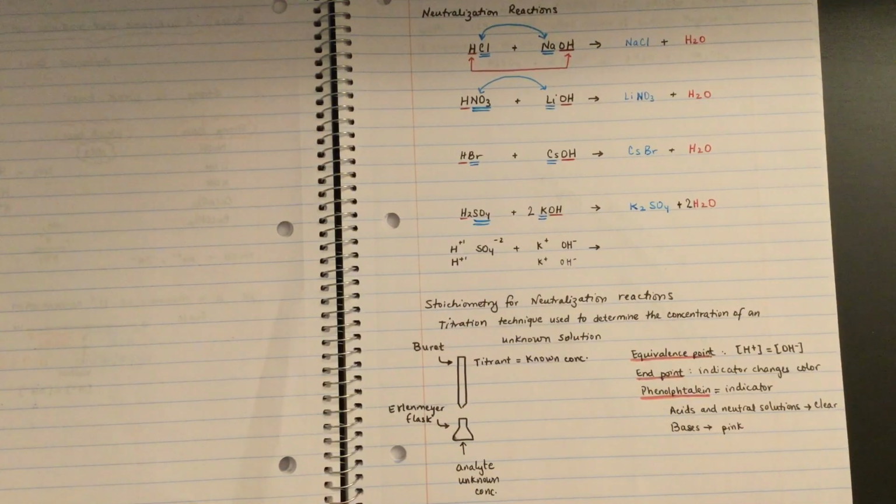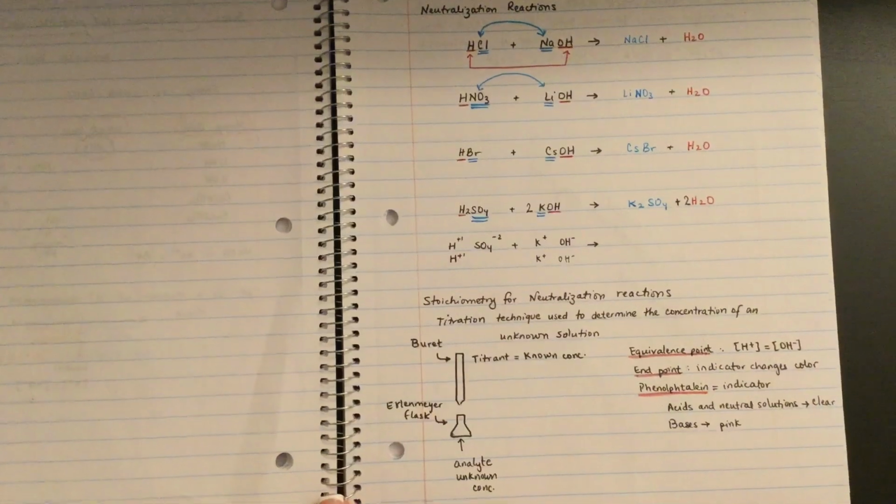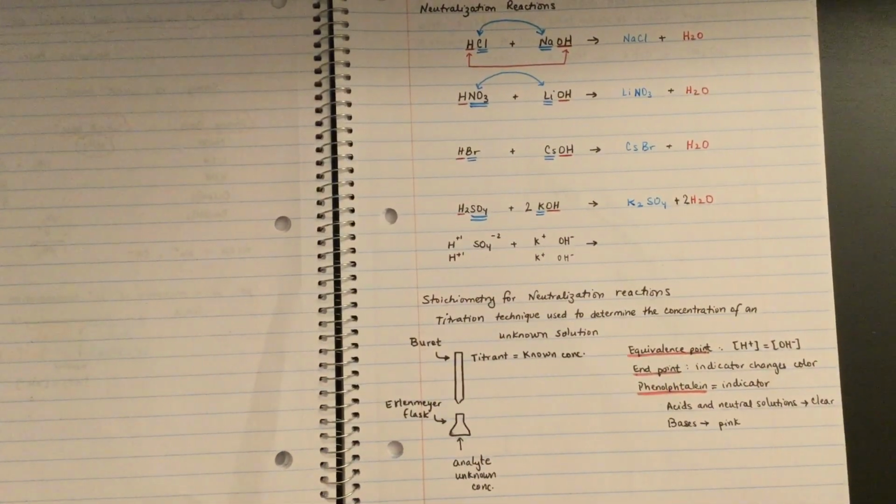So phenolphthalein, it's clear when you have an acidic solution, which means that you have a solution with a pH that is lower than 7. And it's also clear when you have a neutral solution. So phenolphthalein in a solution that has a pH of 7 or any pH value lower than 7 will be clear. Your solution will remain as a clear solution. When you have enough phenolphthalein in a solution that has a pH higher than 7, then the color is going to be pink.